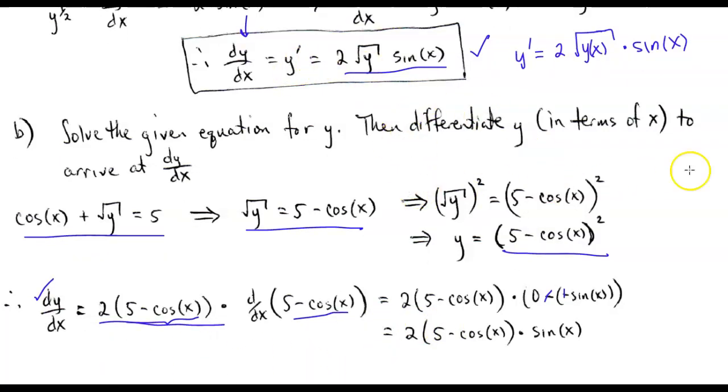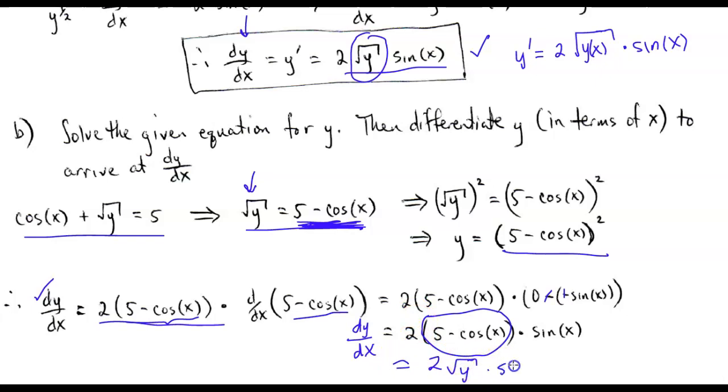Now, if you notice here, the answer that we got for dy over dx looks a little different than it does here. But the one thing that's different is that here we just have square root of y, and here we have 5 minus cosine x. If you think about it, 5 minus cosine of x is the same thing as square root of y. So I could come here and just rewrite this as 2 times square root of y times sine of x here. And you see that these two methods of taking the derivative of this equation to find dy over dx actually end up being the same thing, okay?